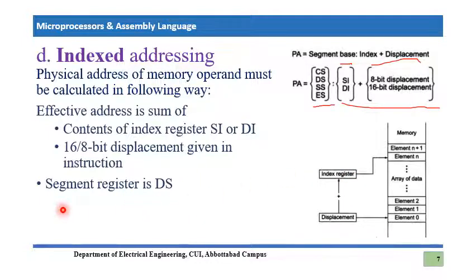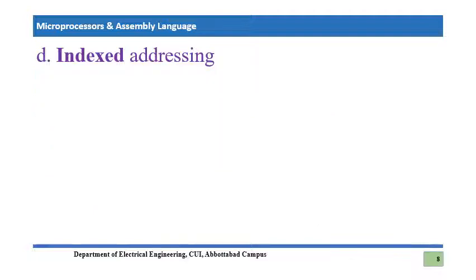Again, same segment register will be data register unless it is not specified. Okay, here we see an example of index addressing mode. The example is move AX comma [SI plus 1234 hex].